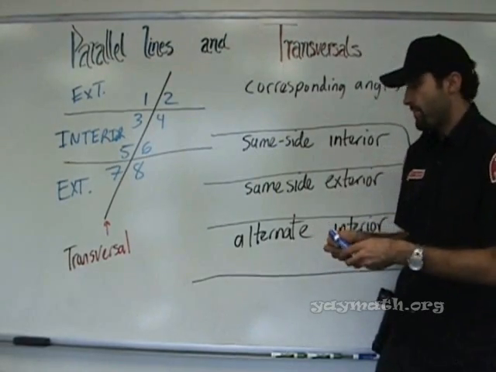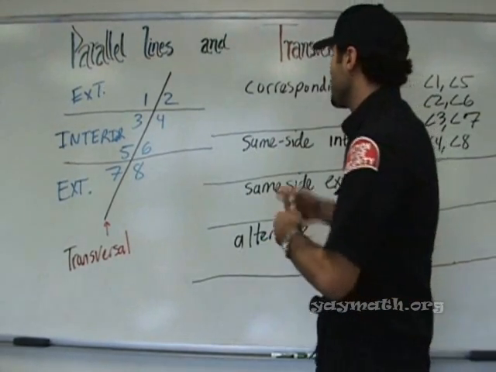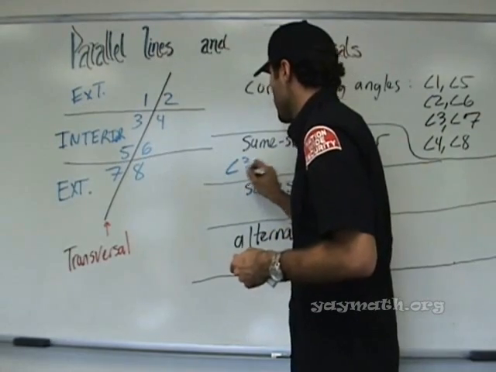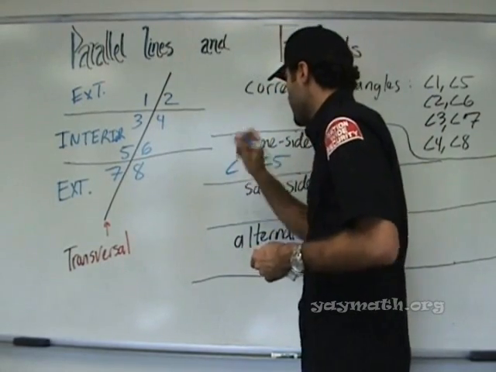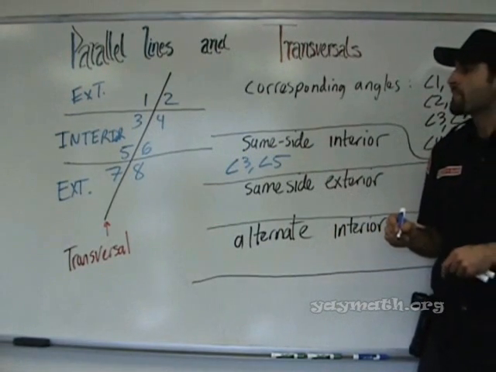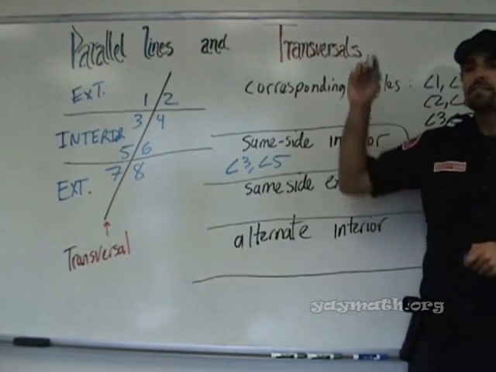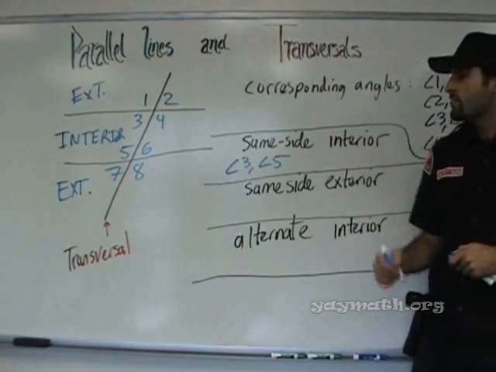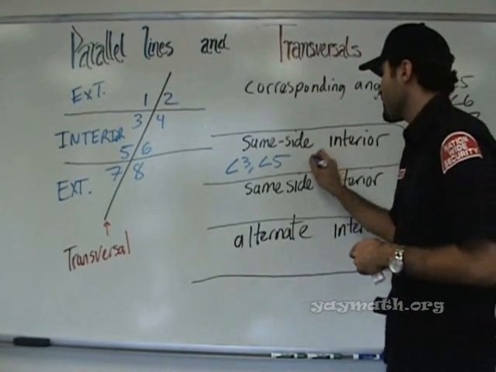3 and 5. Okay? Angle 3, angle 5. All right. What about another pair? Same side interior. Yes. Angle 4 and angle 6. Angle 4, angle 6.